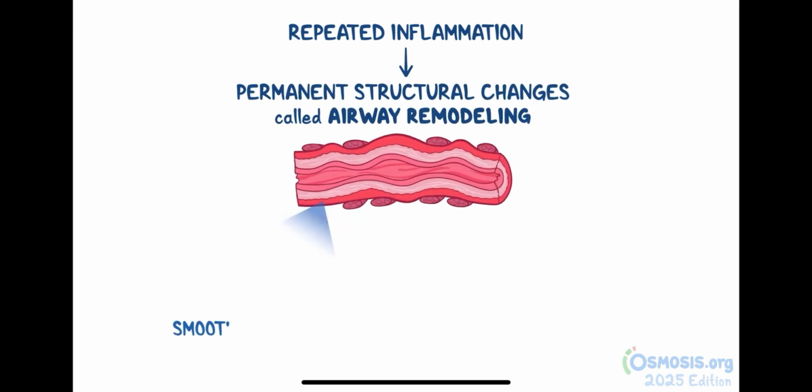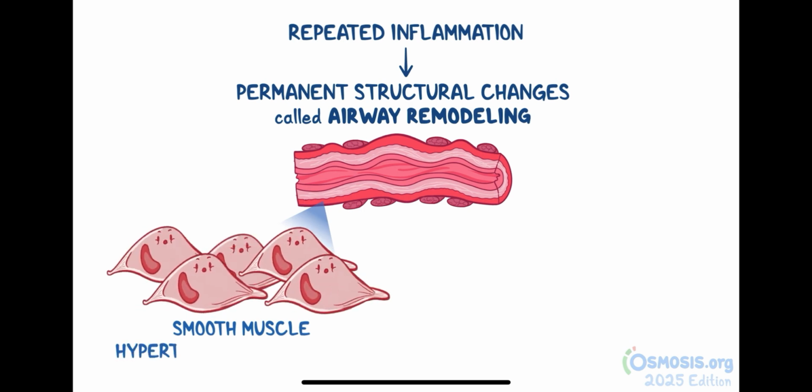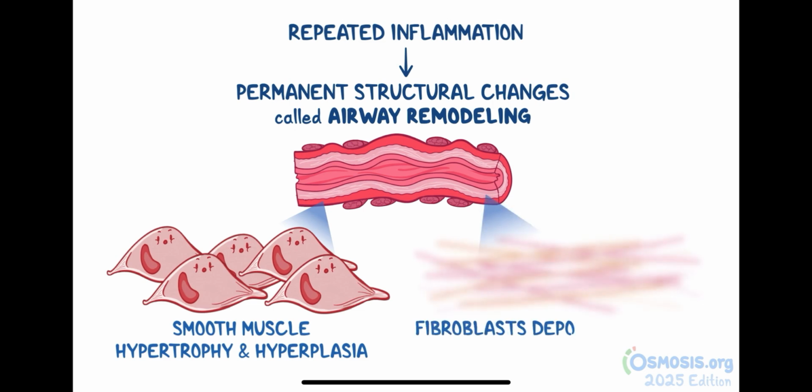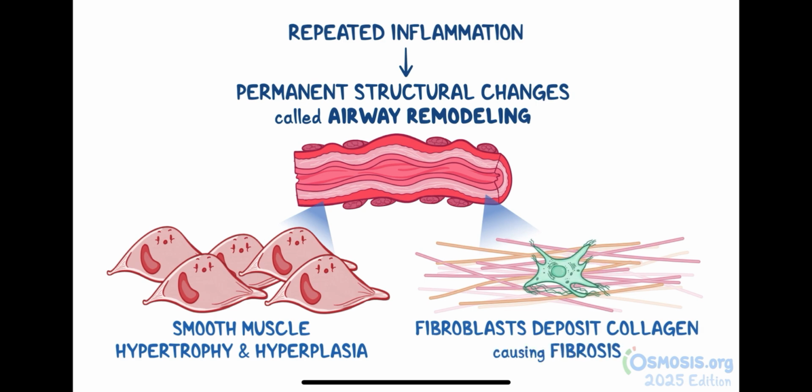Regardless of the type, repeated inflammation causes permanent structural changes in airways called airway remodeling. The smooth muscle cells around the airways grow thicker and multiply, which is known as hypertrophy and hyperplasia of smooth muscle cells. Meanwhile, repeated inflammation and tissue damage activate fibroblasts, which deposit collagen, causing fibrosis of the airway walls.